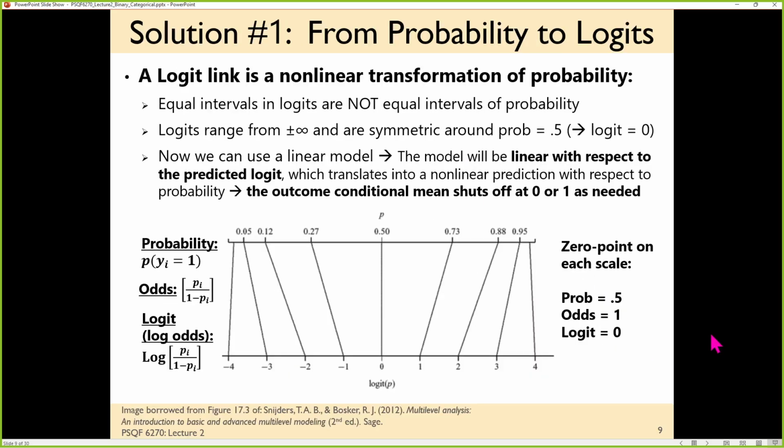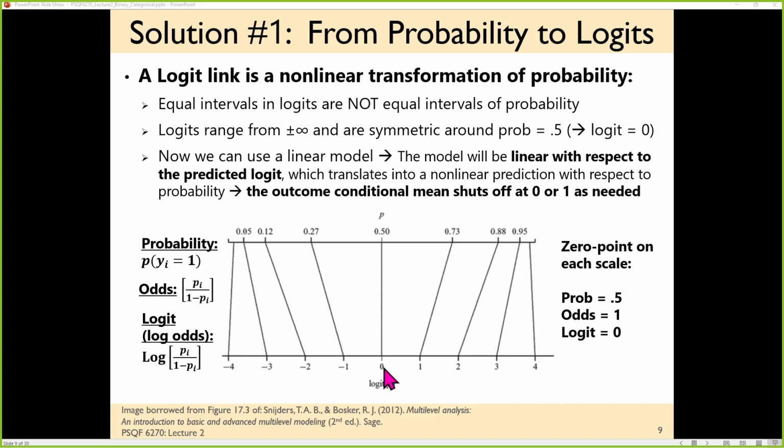Here's another picture. This is a different way of depicting the mapping of probabilities into logits. The top of this picture here is the probability metric ranging from 0 to 1. So probability of 0.5 corresponds to an odds of 1. So 0.5 divided by 0.5 is 1. Take the log of that, and that's a 0. So probability of 0.5 is logit of 0.